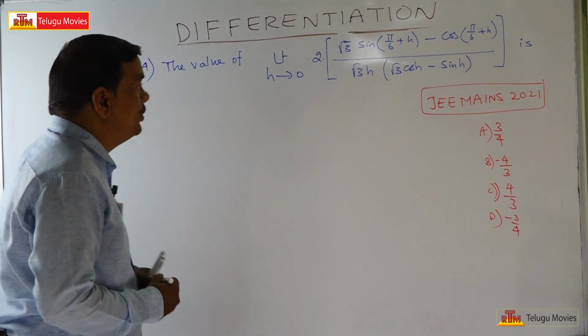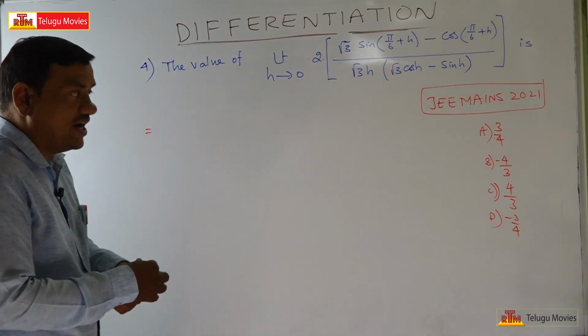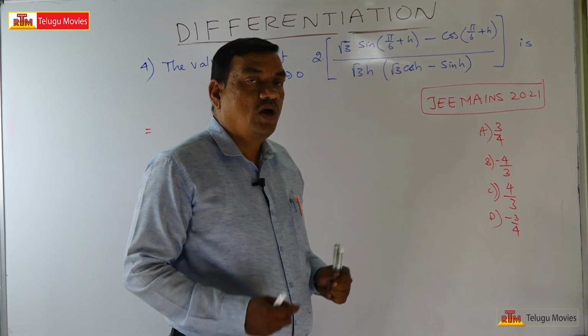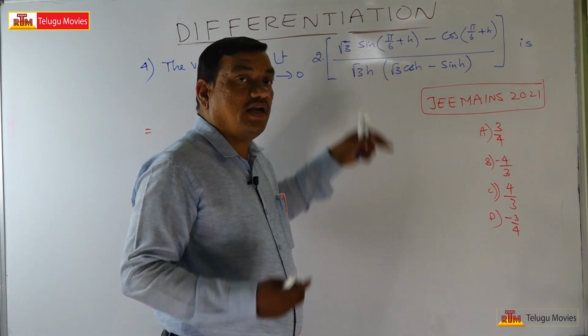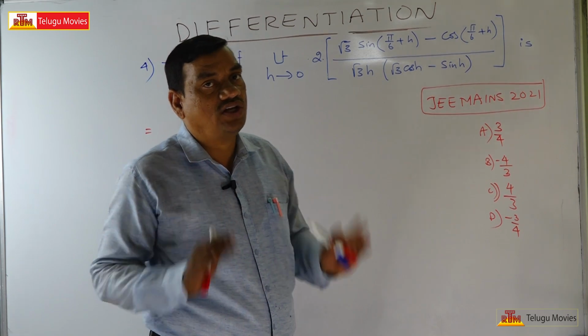So now what I am going to do is, the first idea you have to get is, here it is sine and it is cos. Here root 3 is there. Can we make it into a single trigonometric function? That you have to think like that.